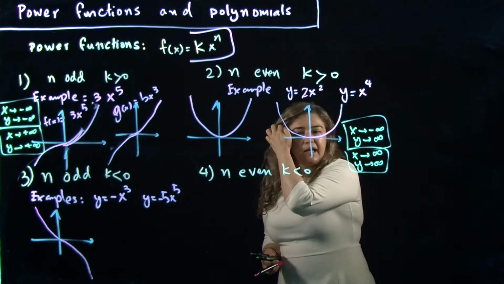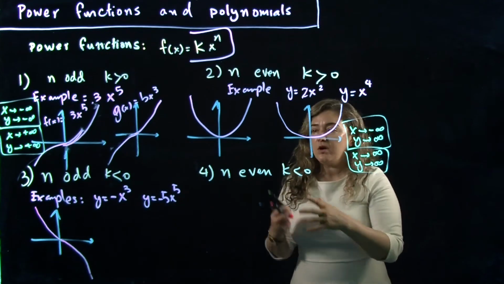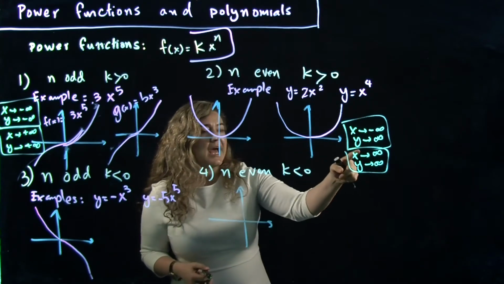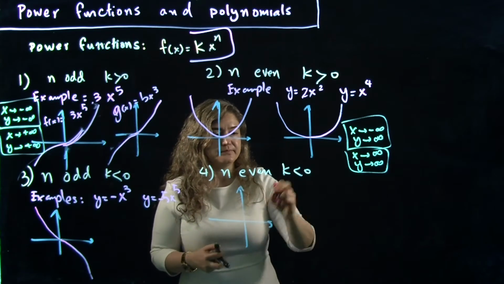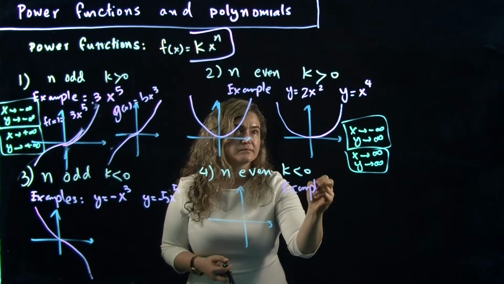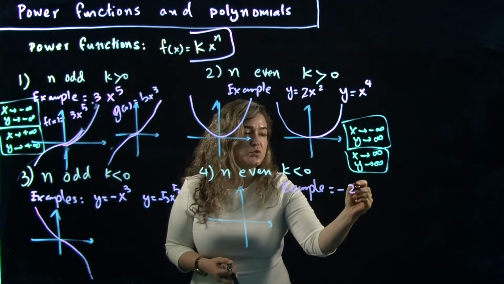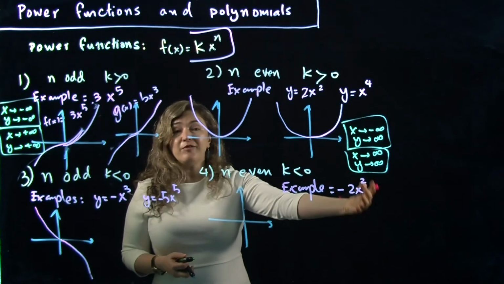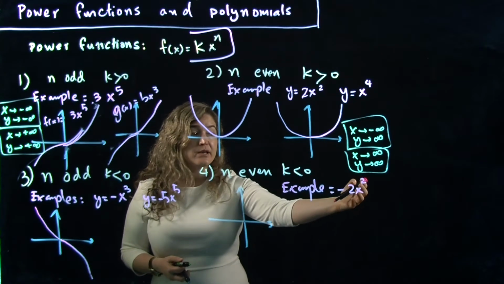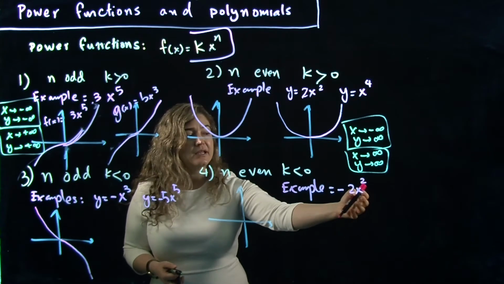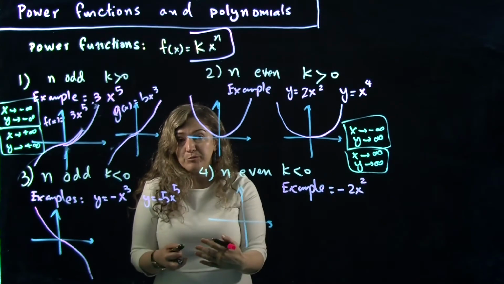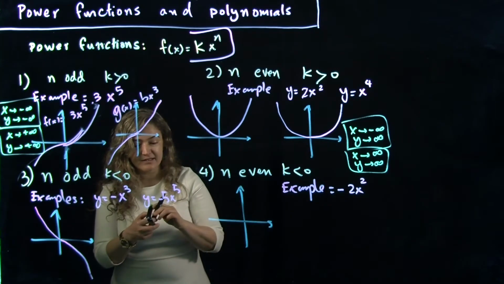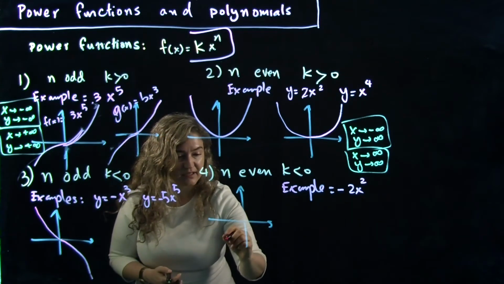How about this one? N is even and k is less than 0. As I plug in examples, let's say negative 2x to the power 2, any value that I enter except for 0, any positive or negative value that I plug in, the output is going to be a negative value. So in that case, it will look like this.